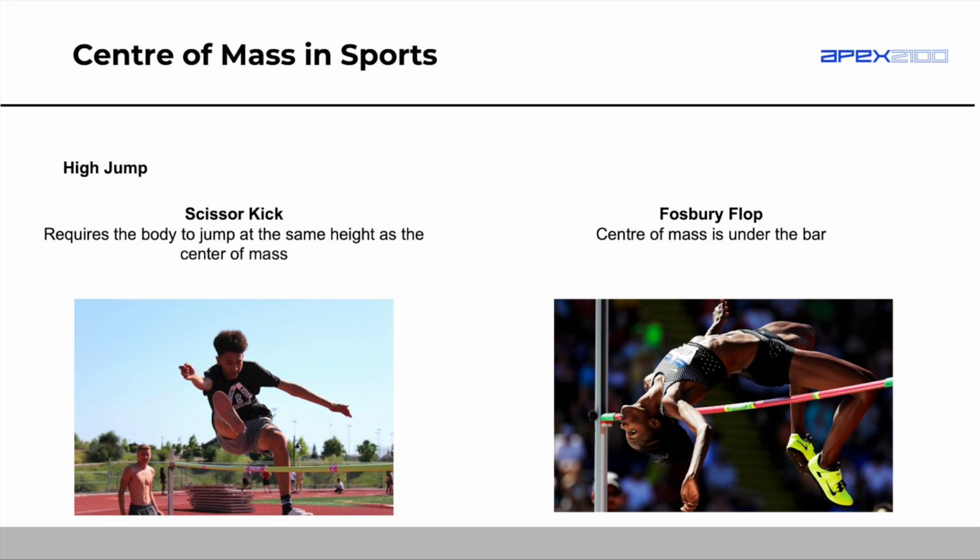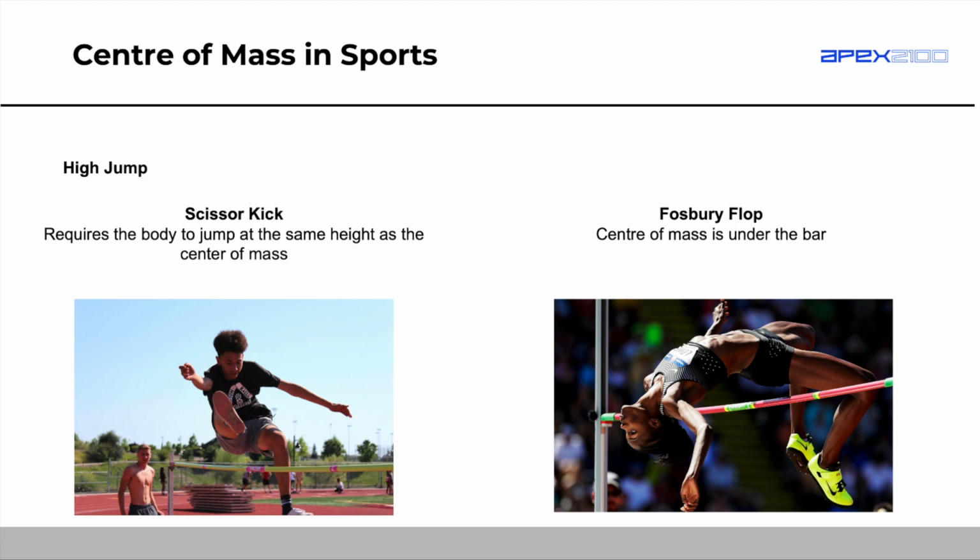So in terms of center of mass, another really good example is looking at the high jump. We've got two different techniques for the high jump here. We've got the scissor kick and the Fosbury flop. Now the scissor kick, that's like the traditional old way of doing a high jump. You sort of jump up and you scissor your legs over the bar. This requires your body to jump at the same height as your center of mass, because your center of mass is staying around hip level when you're doing an activity like the scissor kick.